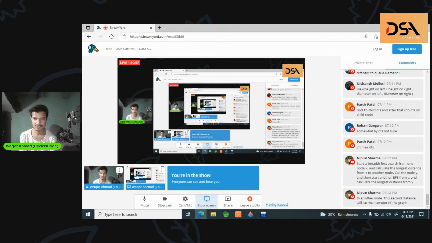Okay, somewhat by DFS. Yes, you are absolutely right. In fact, both methods use DFS. Rohan, you are absolutely right. There are two methods, one using DFS and one using DP, but even DP uses DFS. So in both the algorithms we are actually using DFS. So two times DFS, correct, Parthiv?